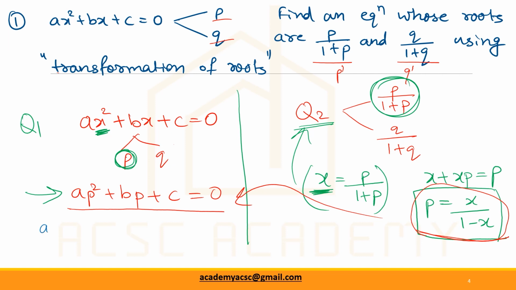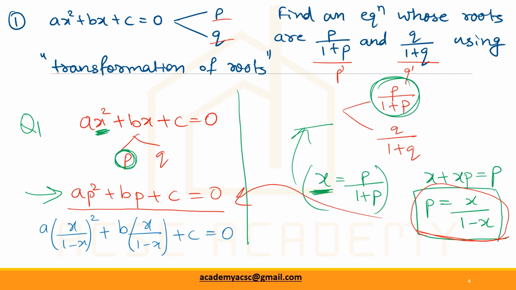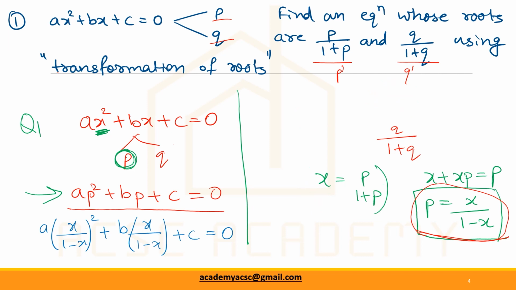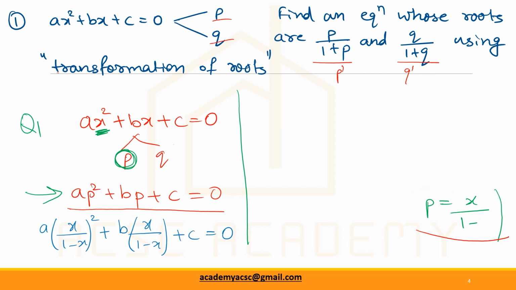I'll get a times x by 1 minus x the whole square plus b times x by 1 minus x plus c equal to 0. Now we have to simplify this. Let's make space for it. The result which we will get after simplifying it will be q2. Yes, let's see how.